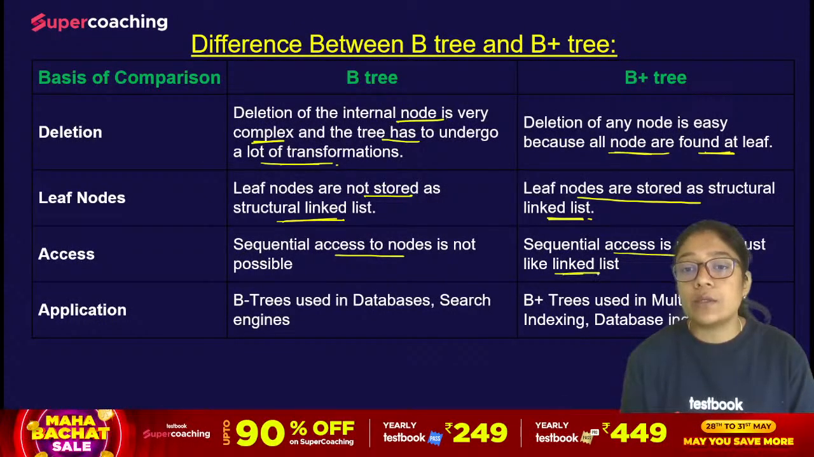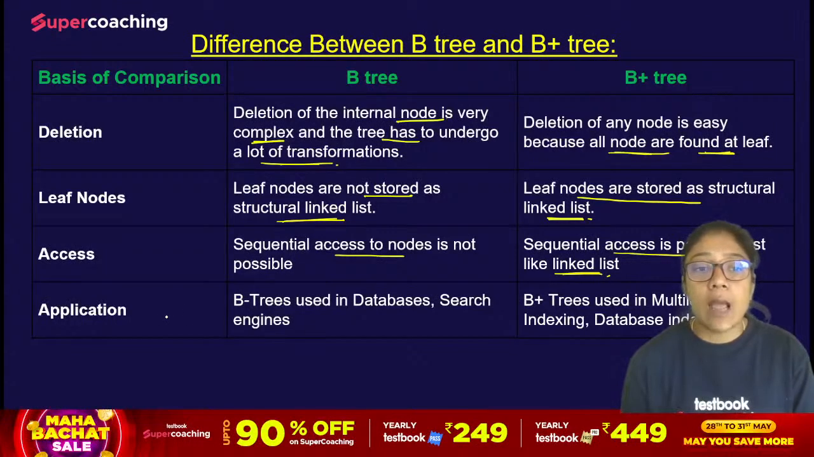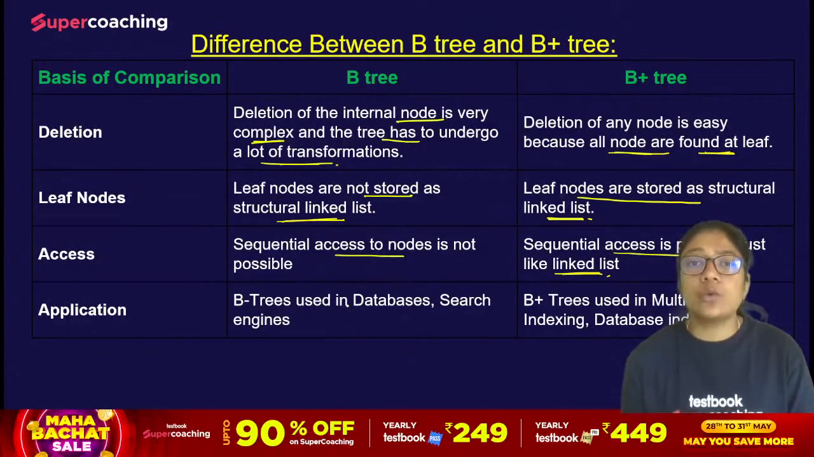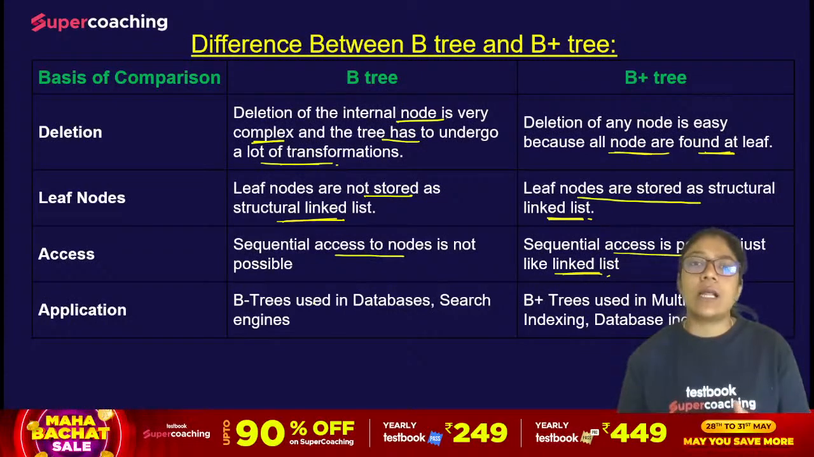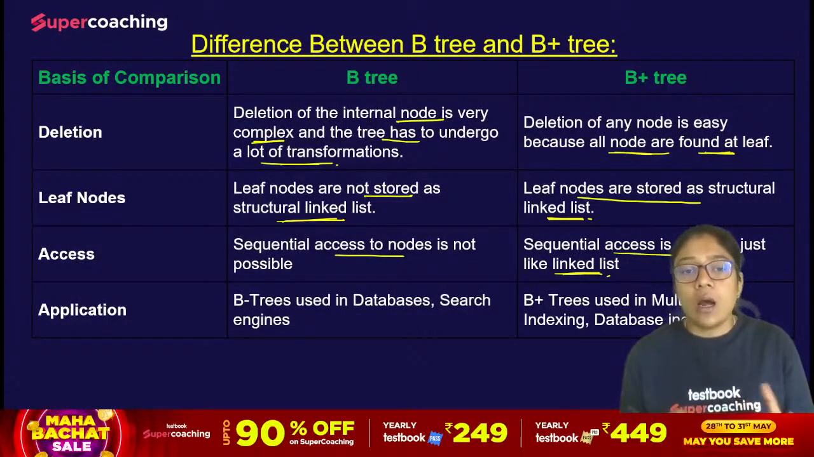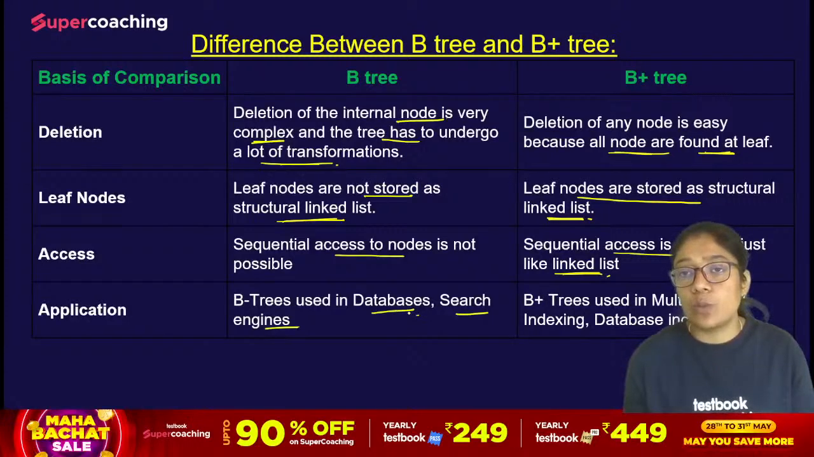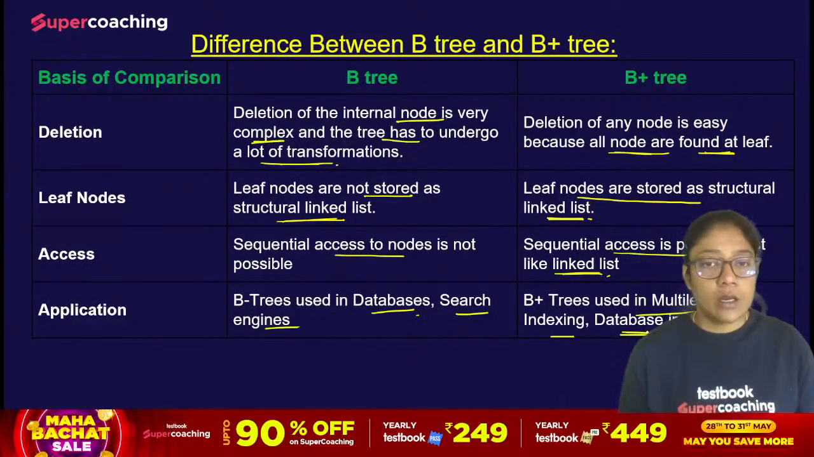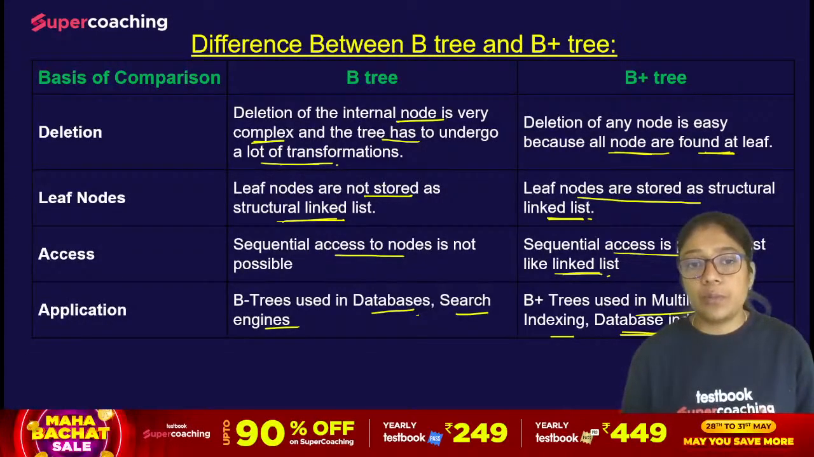If we talk about the applications, B tree is basically used for the searching purpose only. So it is used in the search engines or in the databases, whereas B plus tree is used in multi-level indexing, dynamic multi-level indexing, or database indexing. So that's why, since the application for B tree and the B plus tree is in the indexing, we are covering this concept under indexing.